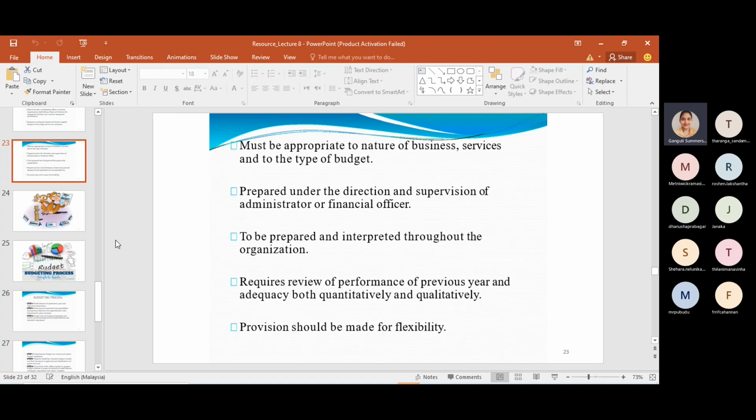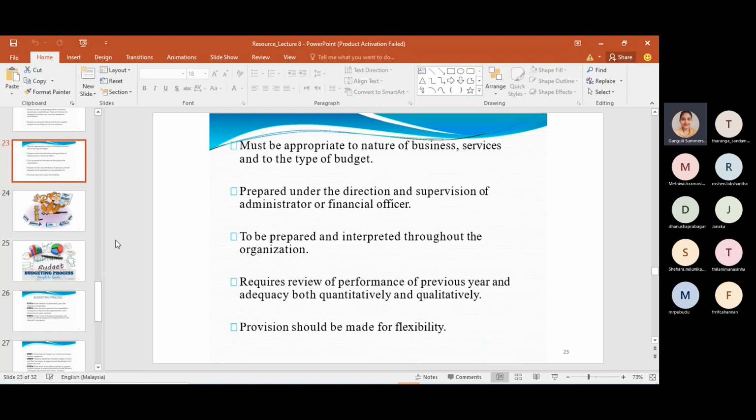Okay, and the budget should always be prepared under direction and supervision. So there should be a supervisor, or a manager, or someone to direct you or supervise you while you are preparing the budget. The budget should be done under the direction or supervision of an administrator or a financial officer. So there should always be someone to direct and supervise you when you are making the budget.